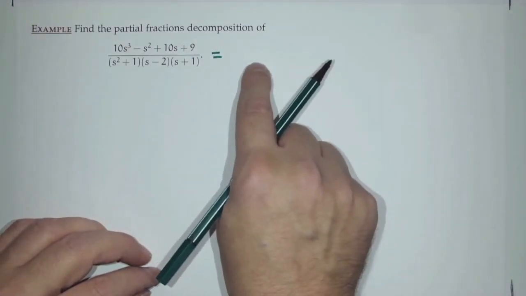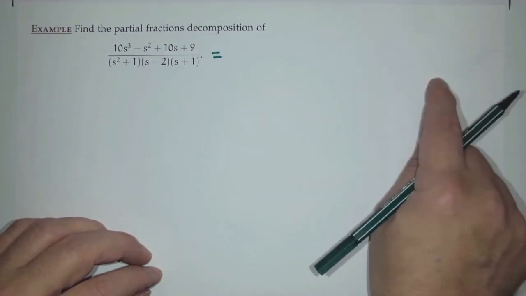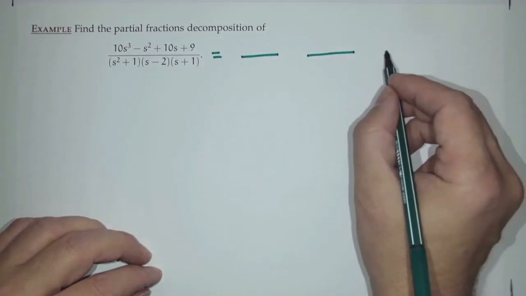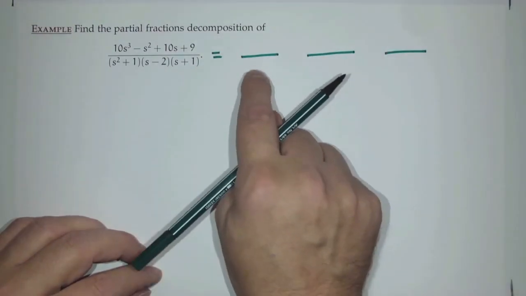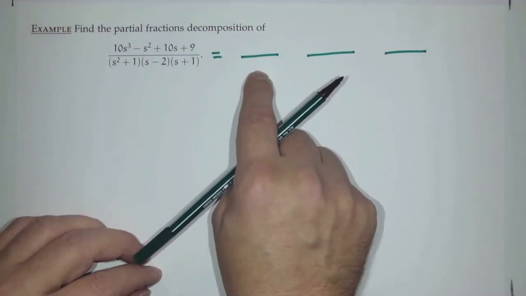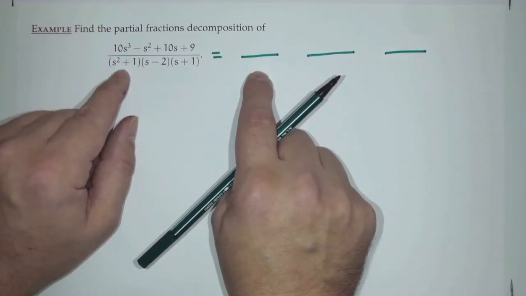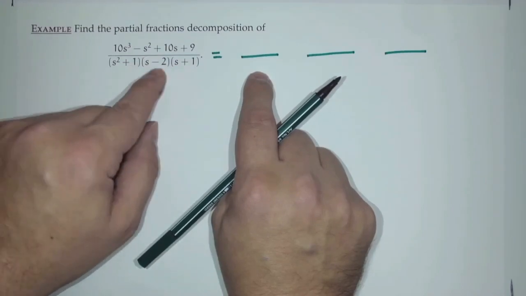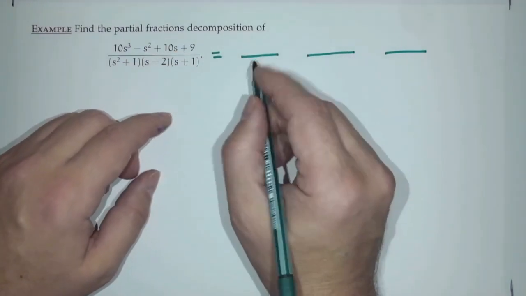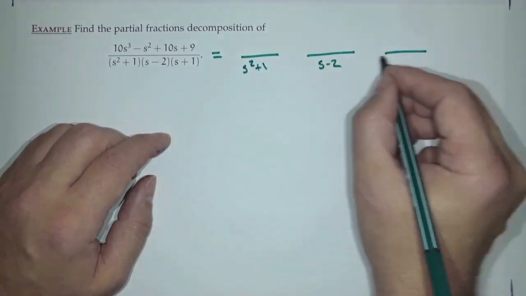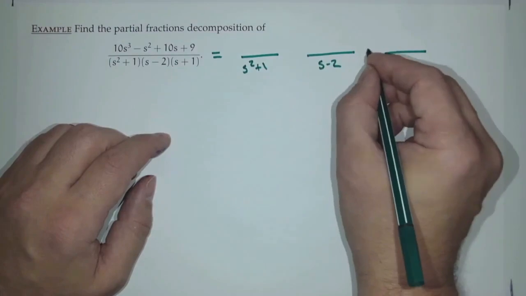Well, let's just say how many pieces will there be on this side? We'll start with that. 3 pieces. 3 parts. What's in the denominator of the 3 parts? Yeah, the denominators are going to be these pieces. We're trying to break it up so it's something over this part, something over that part, something over that part. So, something over s squared plus 1, something over s minus 2, something over s plus 1.